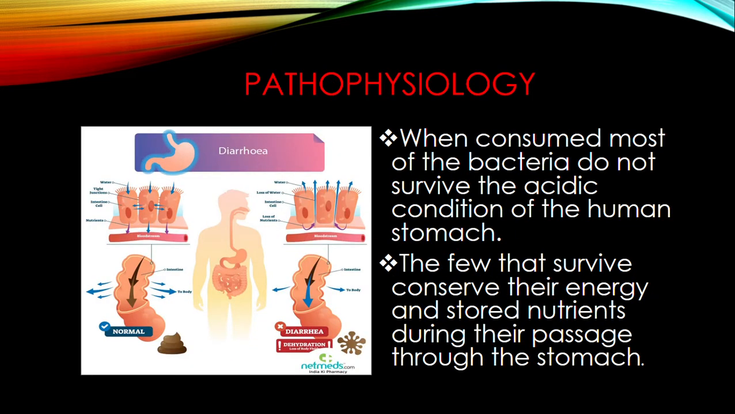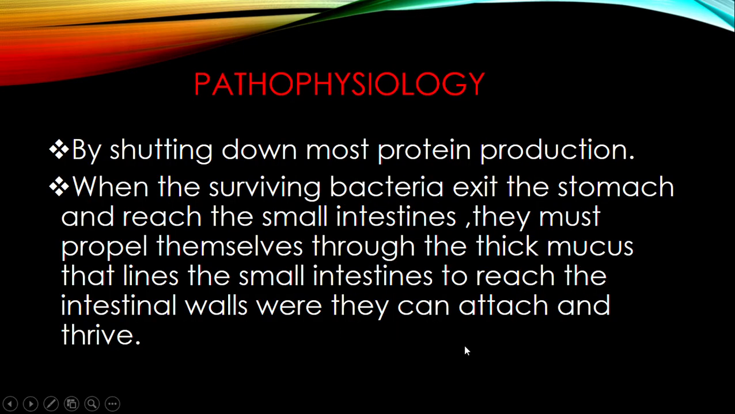So now let's go on to look at the pathophysiology. So under the pathophysiology of cholera, when Vibrio cholerae is consumed, let's say through water or any food, it does not survive the acidic conditions of the human stomach. The few that survive preserve their energy and stored nutrients during their passage through the stomach. And they do that by shutting down most protein production.